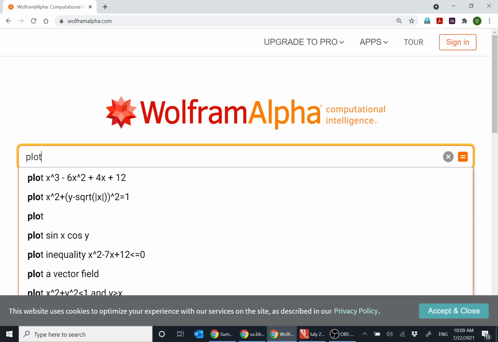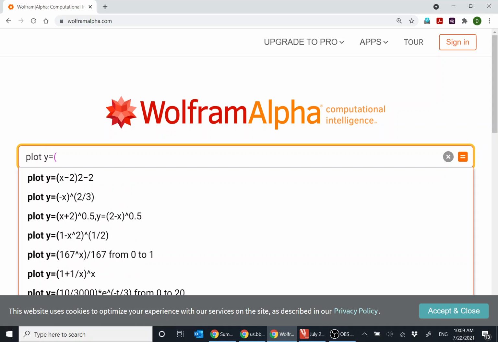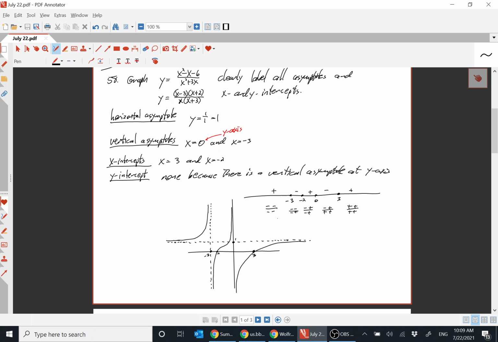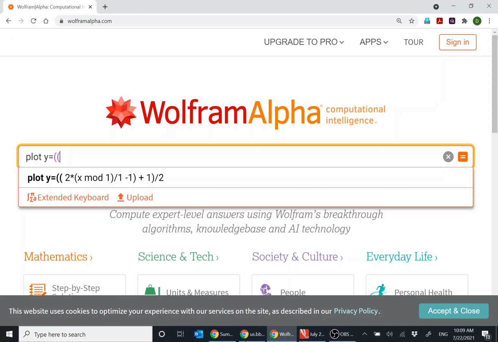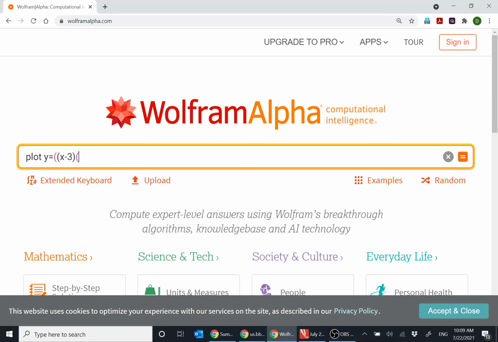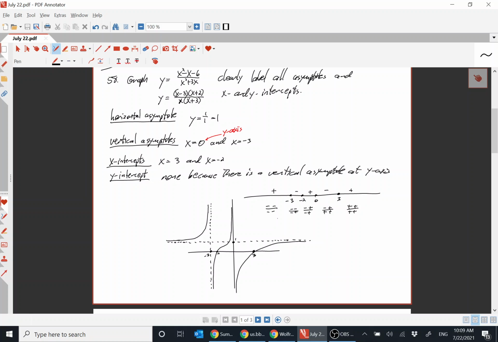So plot y equals (x minus 3)(x plus 2) divided by x times (x plus 3).